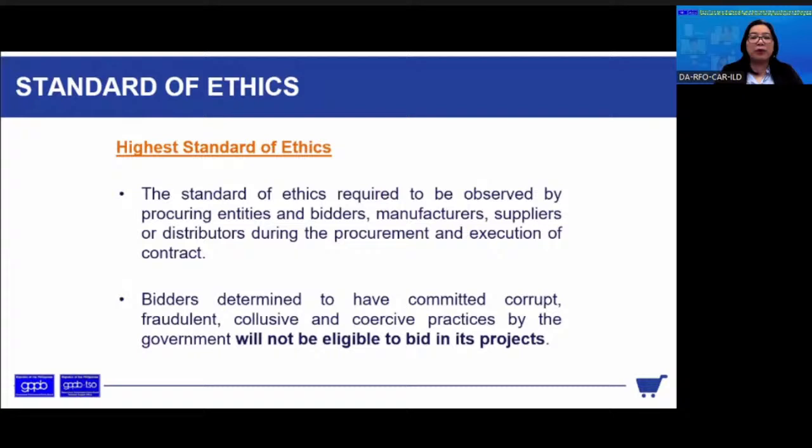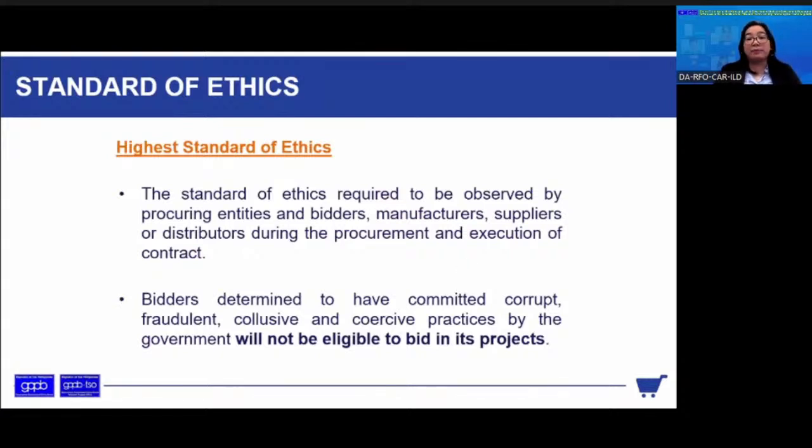And for public officials, they must all be accountable to the people and shall discharge their responsibilities, of course, with integrity, with competence, loyalty, and shall act with patriotism and justice, leading modest lives and uphold the public interest over personal interest. And as I said a while ago, it is not only required for procurement organizations, but also for bidders as well.